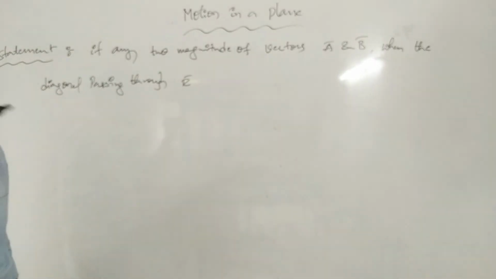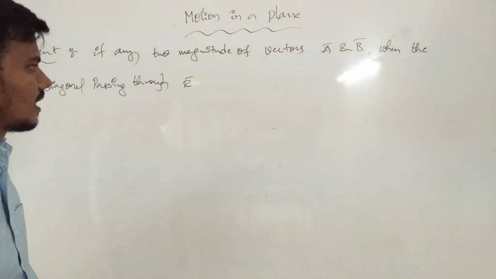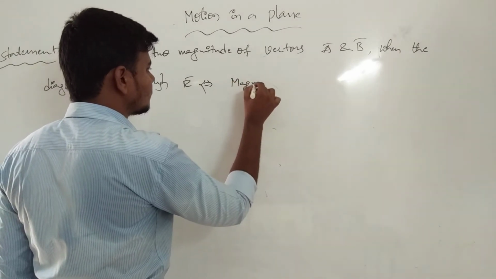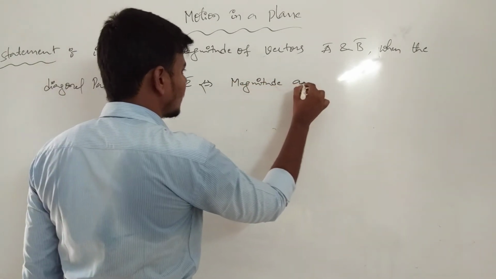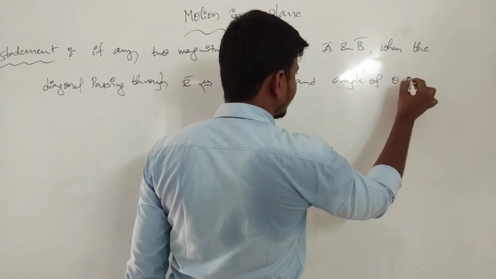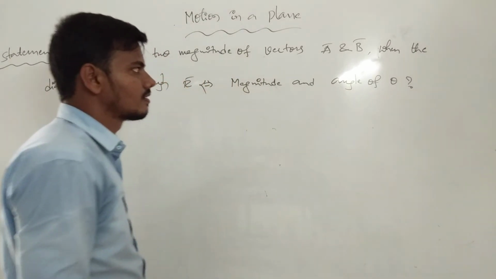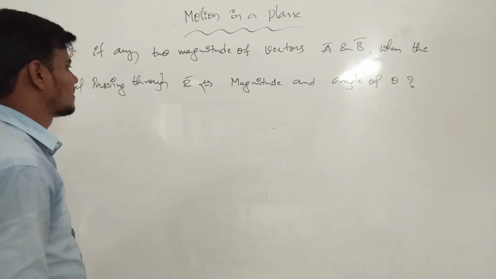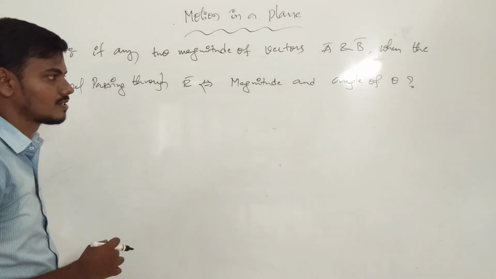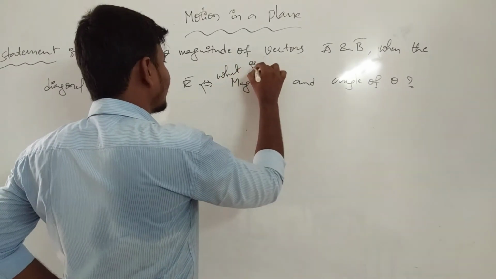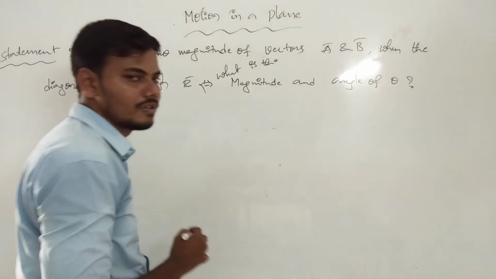We can introduce this only for the magnitudes A bar and B bar. The resultant vector is R bar. Okay, the diagonal passing through R bar, with magnitude and angle theta. Clear? There are two vectors, A bar and B bar, and R is the diagonal passing through the two vectors. Okay. Now what is the magnitude and angle theta? Clear one. What is the magnitude and angle theta representation?